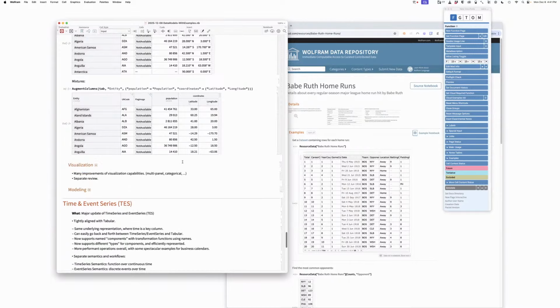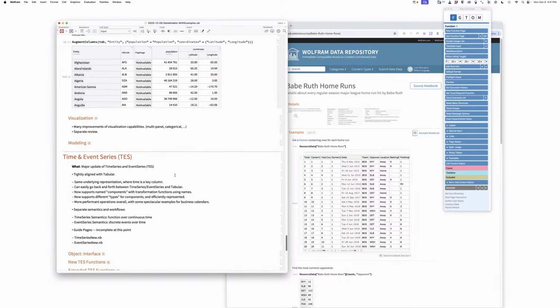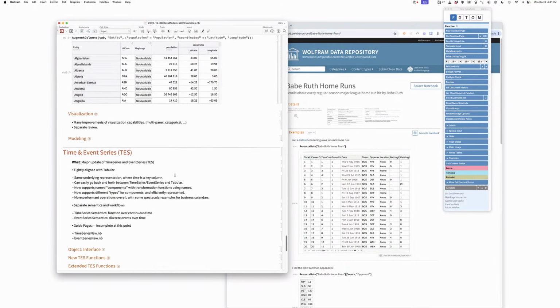Okay, what's in here? Separate review. Yeah, separate view for both of those. Modeling also a separate review? Yeah. Okay, time series. So I've seen some of this, haven't I? Yeah, in the preview you saw this.